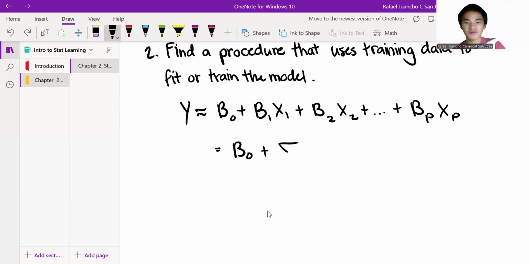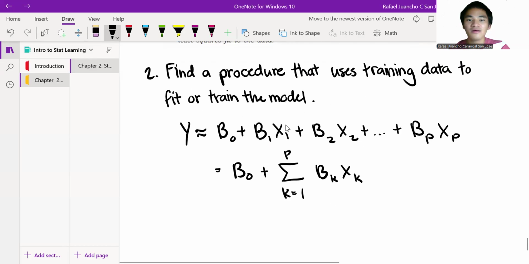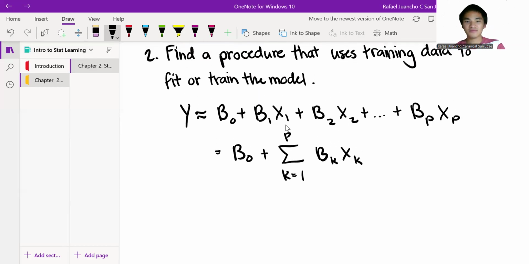Now I'm trying to make use of a mathematical sense because I feel like this is going to be easier for us in the future. It starts at 1 and goes all the way to P. So this is B sub K times X sub K. There we go. So we add all of this all the way to P, and then we use this B naught. The idea is that we want to fit this. So we want to find these coefficients, these numbers, and then plug them in, and then we find this Y, or something that's close to Y, our response.